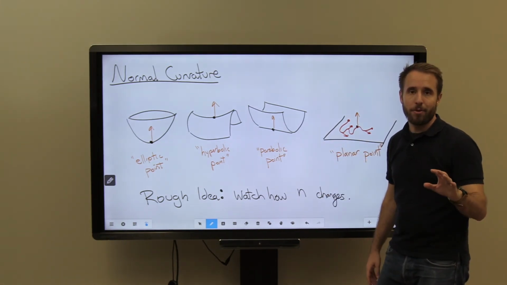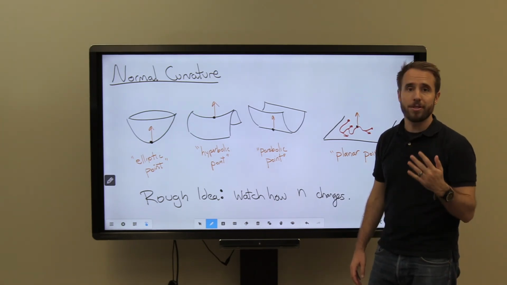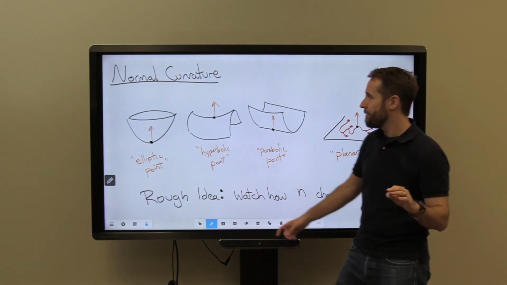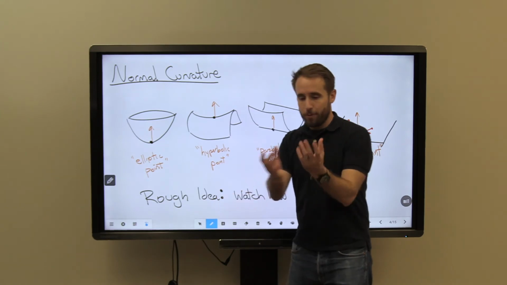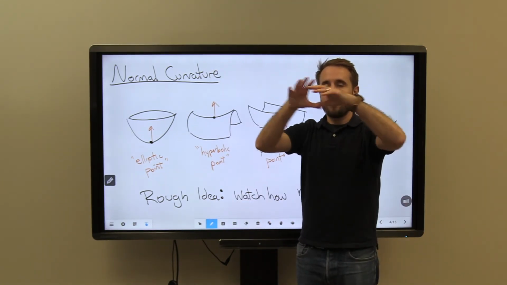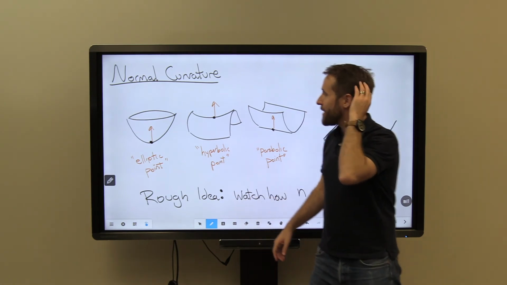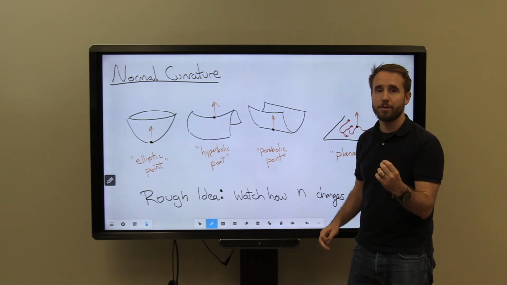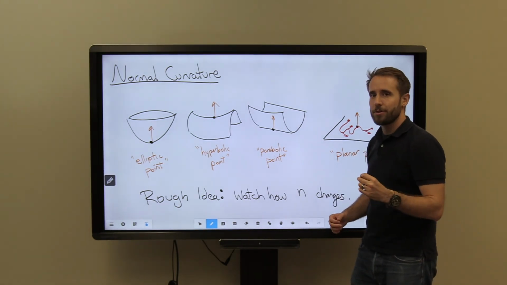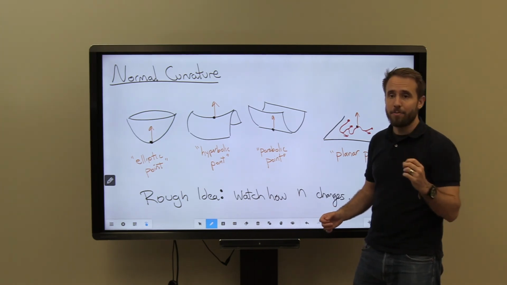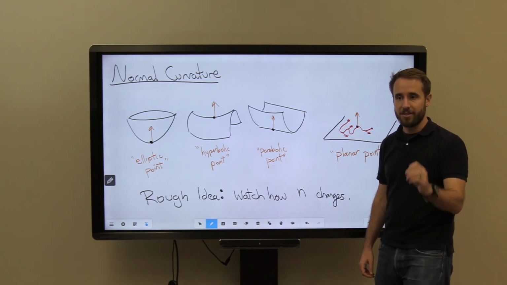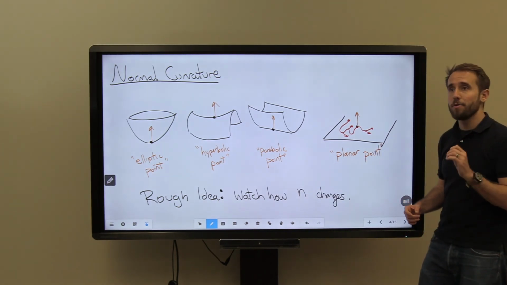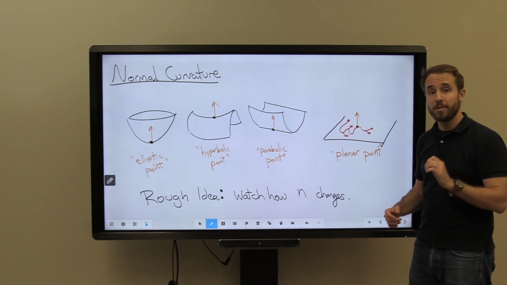So what makes an elliptic point is that both of my principal curvatures, kappa 1 and kappa 2, will have the same sign. They will either both be positive or both be negative, depending on if we're sitting in a bowl or sitting on top of an upside down bowl. But that would be an elliptic point. A hyperbolic point will have one of our principal curvatures be greater than 0 and one of our principal curvatures be less than 0. A parabolic point will have exactly one of our curvatures being 0, the other one being either positive or negative. And a planar point will have both principal curvatures being equal to 0.